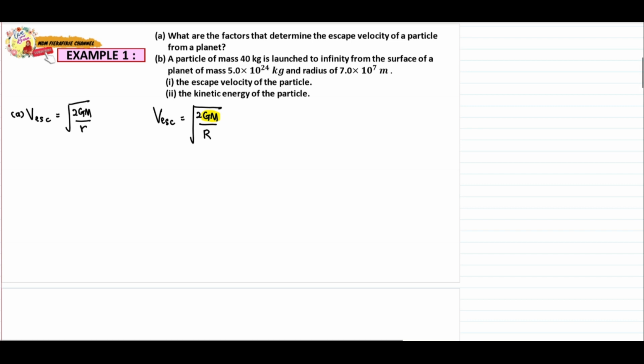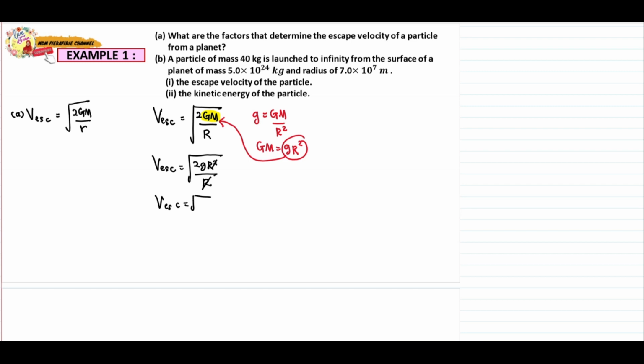So by using g, gravitational field strength is equal to GM over r squared. So we can write GM here is equal to g r squared. So we can substitute g r squared in this equation. So you will get another equation for the escape velocity, and it's equal to square root 2g r squared over r. So we can cancel r. So v escape is equal to square root 2gr. Okay? So you can see here we have two equations of escape velocity. This is the first one and this is the second one.